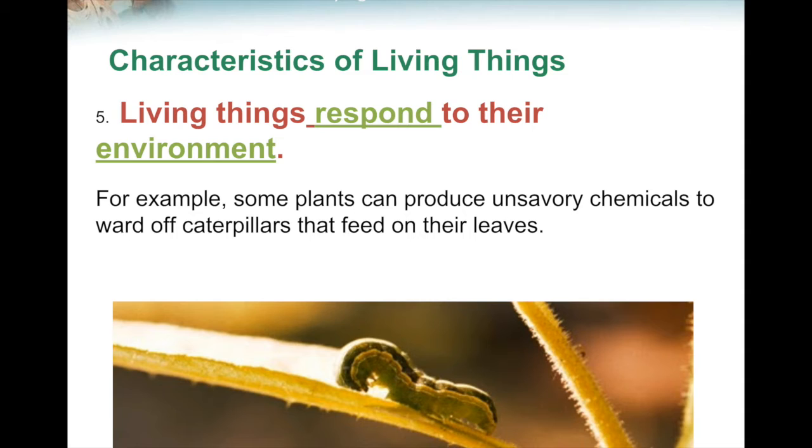Now, certain plants make these chemicals that taste bad so that when the caterpillar tries to eat the leaves of the plant, it doesn't taste very good. So then that will cause the caterpillar to not go to that plant anymore. So this is an example of how organisms can respond to their environment.